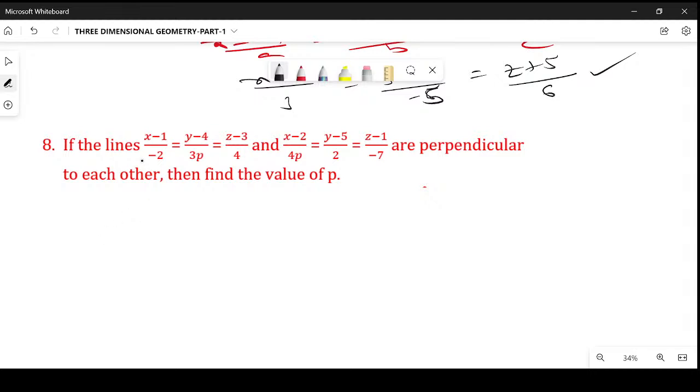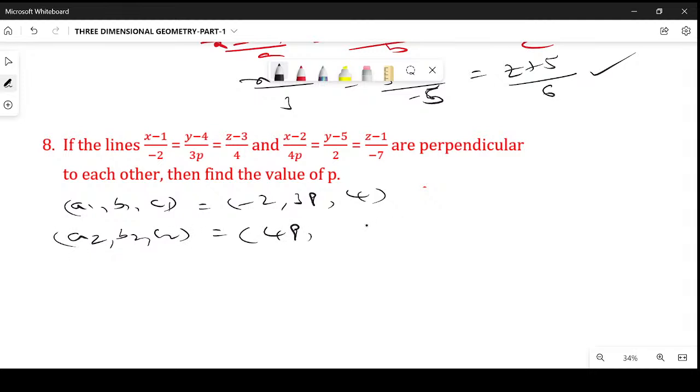The given lines are both in standard form. So for the first line, I can write direction ratios a1, b1, c1, which is equal to minus 2, 3p and 4. You can check that the standard form is given. Correct. Now I can go for the second line, a2, b2, c2. If we take the second line, I can consider 4p, 2 and minus 7. I have taken like this.